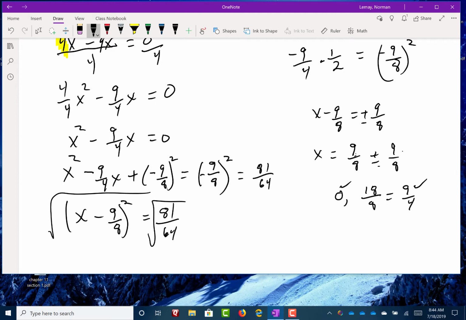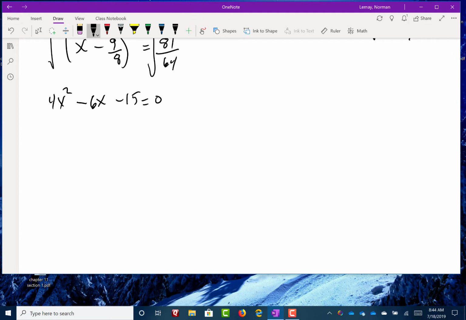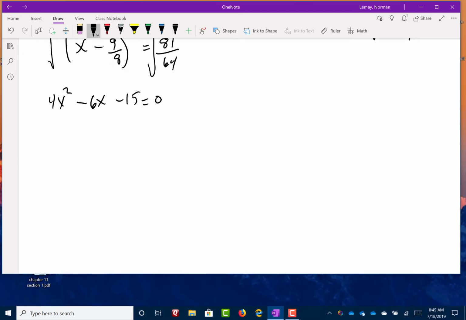All right, so for my last example, I'd like to take a look at 4x squared minus 6x minus 15 equals 0. Again, here we're in our trinomial form as we did before on a previous example. We'll go 4x squared minus 6x equals 15. And again, our leading coefficient here is not 1, so we'll go ahead and divide everything by 4.